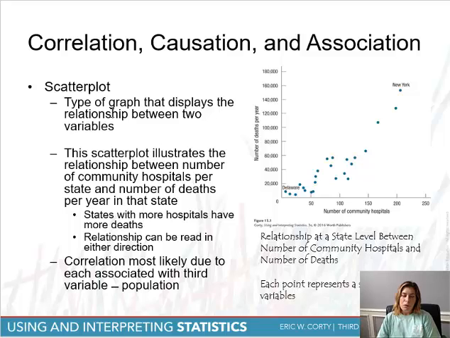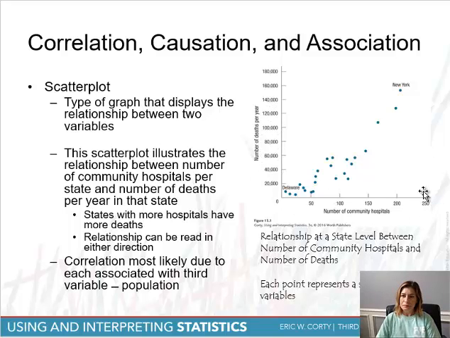So before we do any analysis in correlation, we always take our data and we present them on what's called a scatter plot. This gives you a visual analysis of a relationship, if one exists. And here is an example of the number of community hospitals and the number of deaths per year.